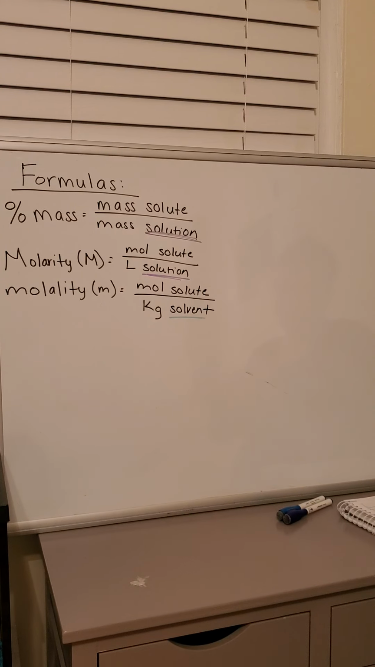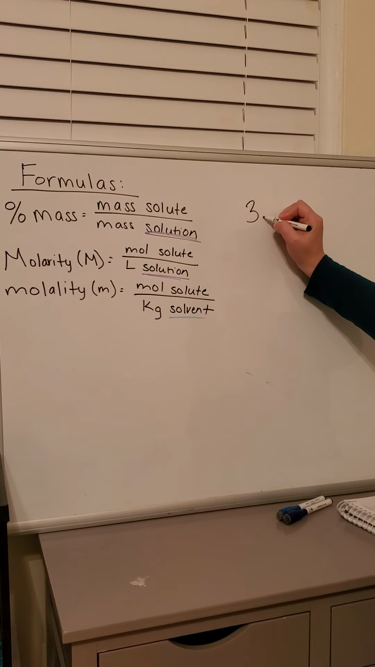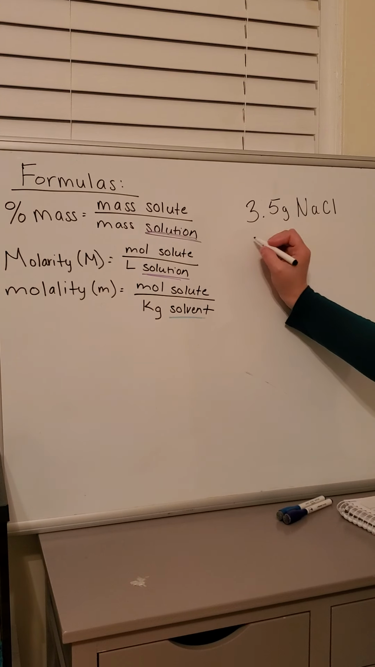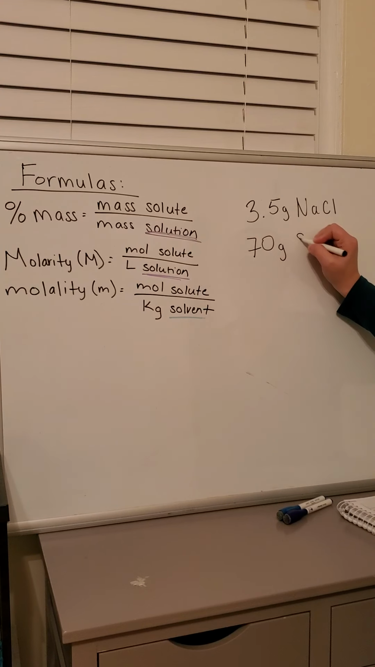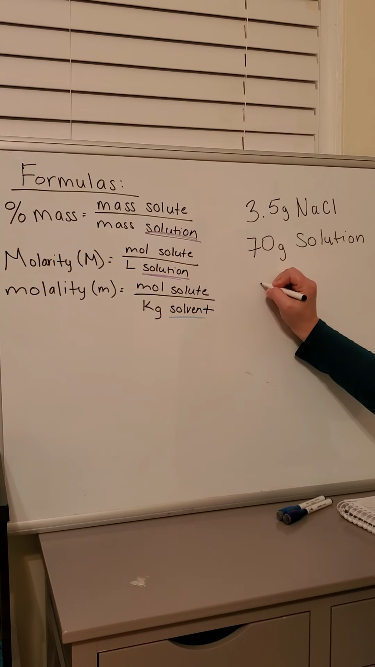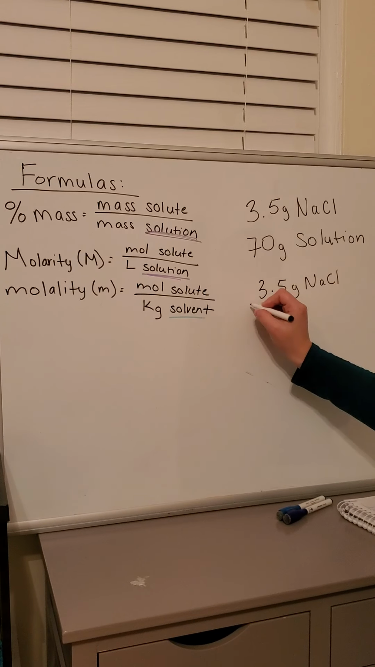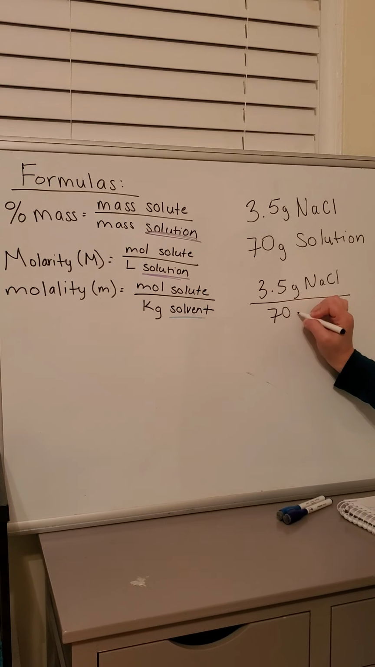So a really easy example is if I say I have 3.5 grams of salt, you guys know as NaCl, and I have 70 grams of solution. The question would ask, now what is the percent by mass? So given that this is my solute and this is my solution, you're going to put this one over top of this one, just like the part over the whole times 100 that we have done previously in this class.